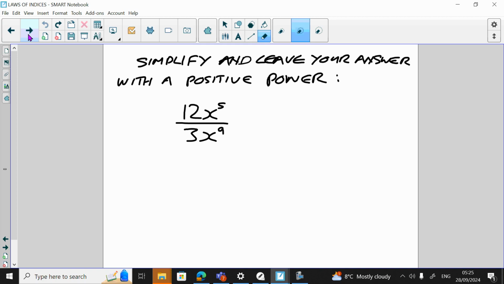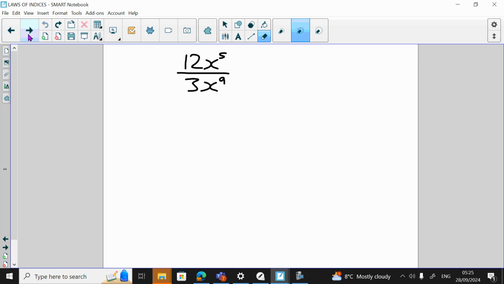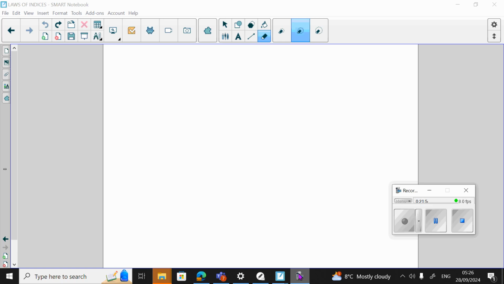This one here, leave it with a positive power. Well, 12 over 3 is 4. X to the negative 4. Right, a positive power. So take the x downstairs, change it to 4. And I think that's us done with this one. Folks, I think we're definitely done. A wee short lesson there.